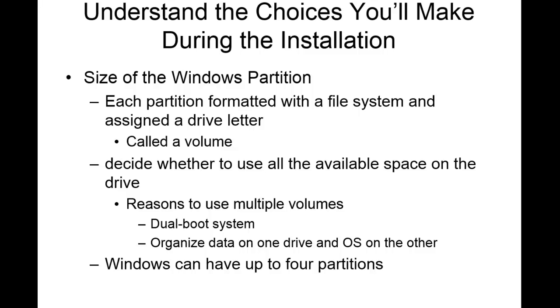Now, the size of the partition matters. Each partition is formatted with a file system and assigned a drive letter. So once you make that partition live, it becomes a volume because you've assigned it a drive letter. You have a file system format on it, and now it's assigned a letter so that the operating system can see that partition, and that's now called a volume. It's up to you how much of the available space to use. If you want to do multiple operating systems and you're just testing, you don't need a whole lot. Just make sure you meet the minimum requirements plus some, so that you have room for updates, or if you want to run some programs on there, you have enough room.